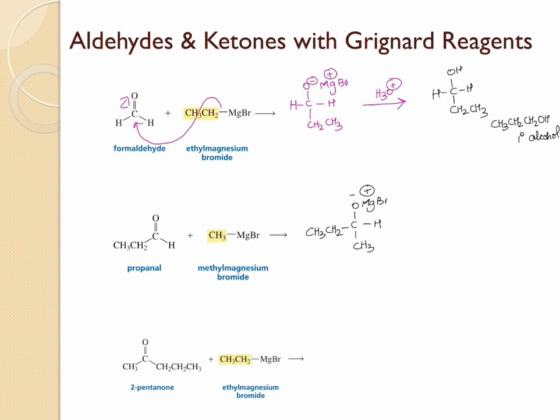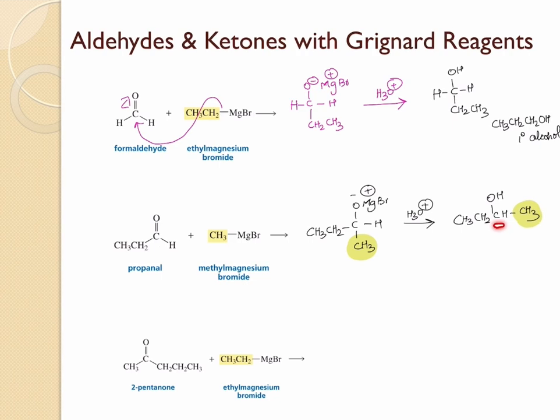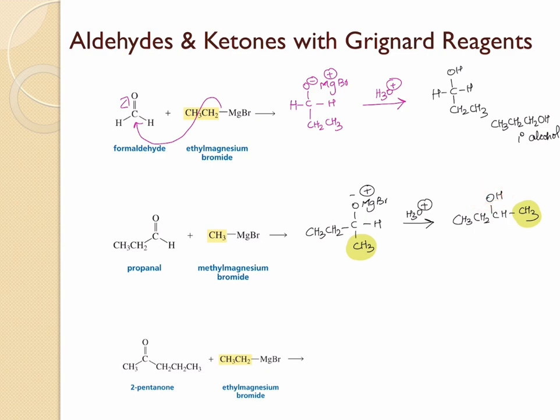So this is the tetrahedral intermediate that is created, and this is the methyl group that is added from the Grignard reagent. And when this molecule breaks down in the presence of an acid, it's going to give us a secondary alcohol. So this is the methyl group that is added, and obviously you can see that this is a secondary carbon where your OH is attached.